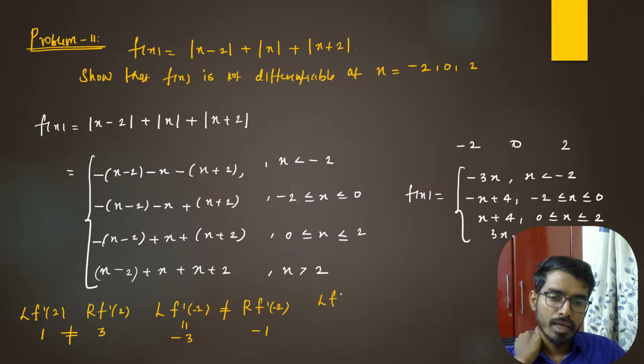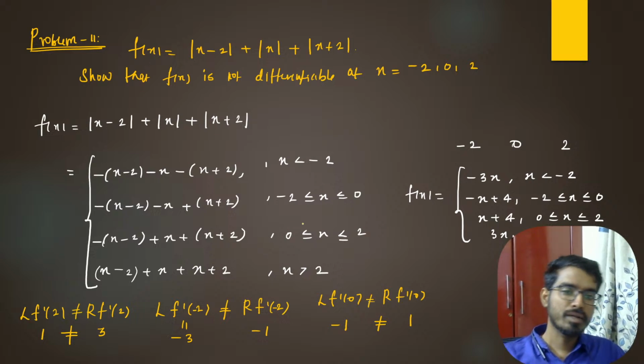And similarly, L of f dash of 0, R of f dash of 0. To the left hand side, your function is minus x plus 4. Derivative is minus 1. To the right hand side, your function is x plus 4. Derivative is 1. This is what you will get as the answer when you do the calculations.